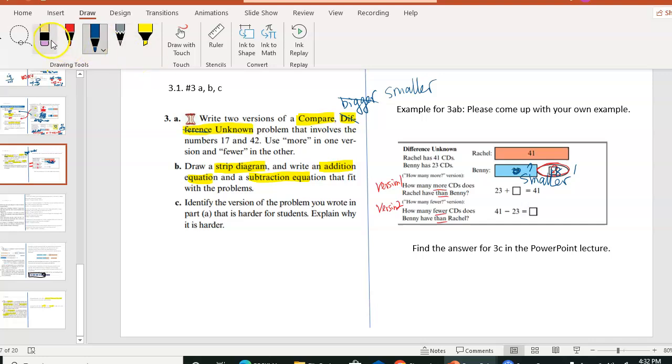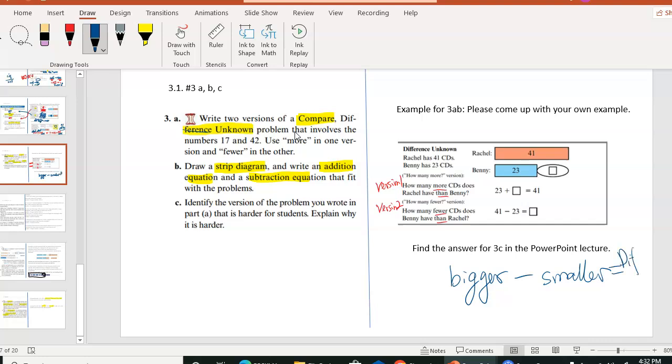Okay, so there could be different types, but for this question, all you have to do is use both numbers. We know the bigger number, 41. We know the smaller number, 23. Subtract them, which gives us the difference between their number of CDs. So that's called a difference unknown problem. Okay, so we did all of these. I did an addition and a subtraction equation.